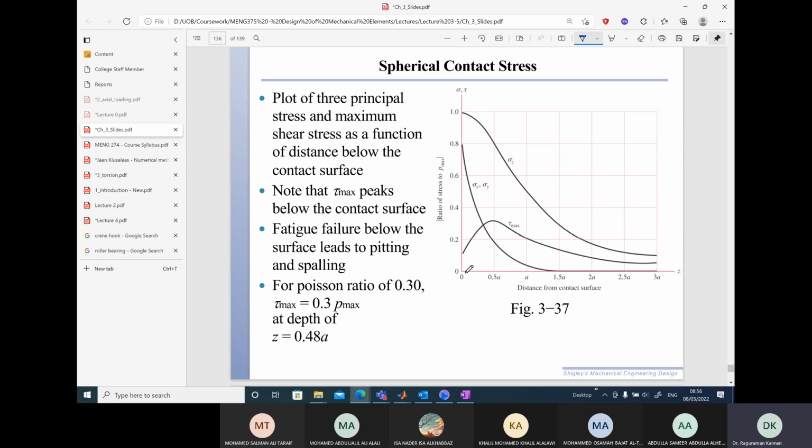You are given here the distance from the center, from the point of contact in the direction of z. Based upon the distance, you have the variation of the stresses. You can see sigma 1 and 2 here, sigma 3 here, the principal stresses, and the maximum shear stress. Very high at the point of contact and then it reduces and goes to a very low value exponentially.